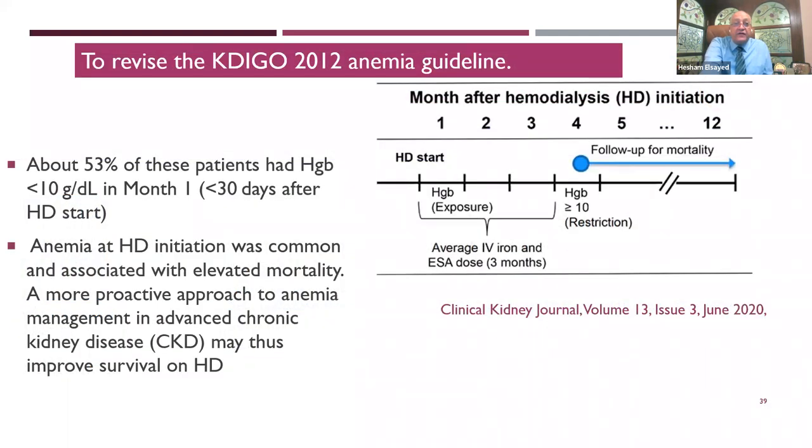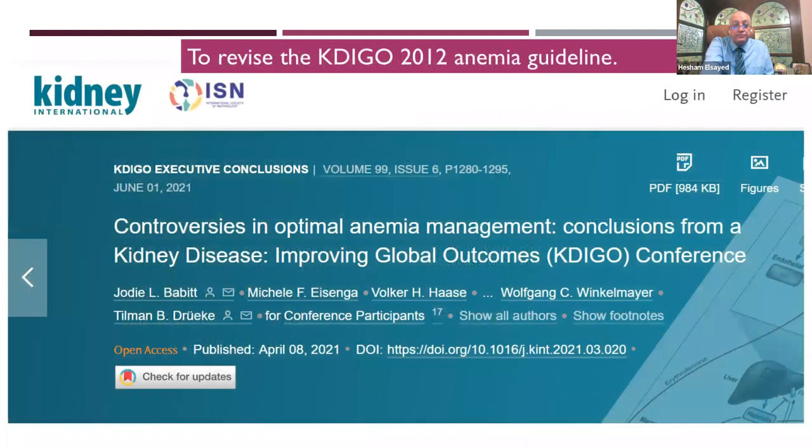In the DOPPS and the other KDIGO guidelines, it's been 10 years without hearing from KDIGO on anemia management. It is the same, just summarizing that patients below 10 gram and above 12 gram should be considered as not fitting, either for low hemoglobin level or higher hemoglobin level and the risk.